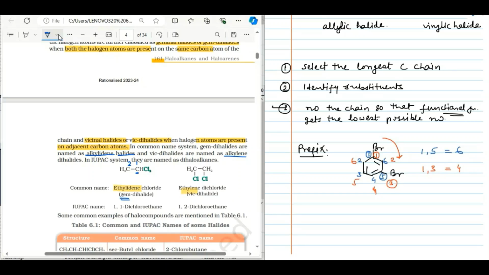Now come to the second example. Here, this is the longest carbon chain, 2 carbon long, and when you number it, 1 and 2. One chlorine will get 1 number and the other will get second number. So the name will be 1,2-dichloroethane.